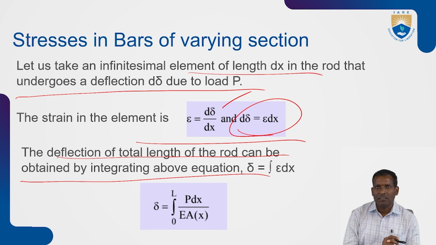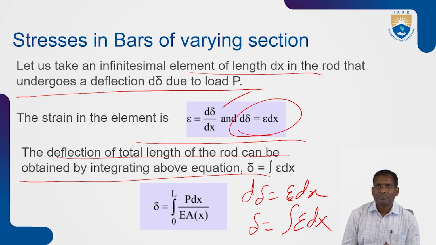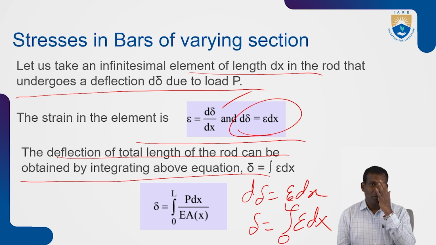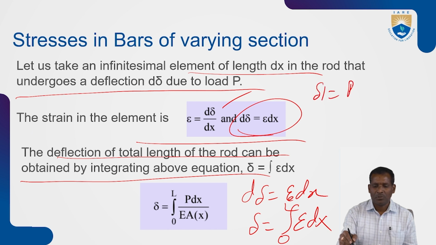Now we have taken a small length of the rod. So integrating the above equation with limits 0 to L, d delta is equal to epsilon dx, so delta is equal to the integral of epsilon dx from 0 to L. Here, as per the uniform bar section equations, we know delta L is equal to PL by AE.